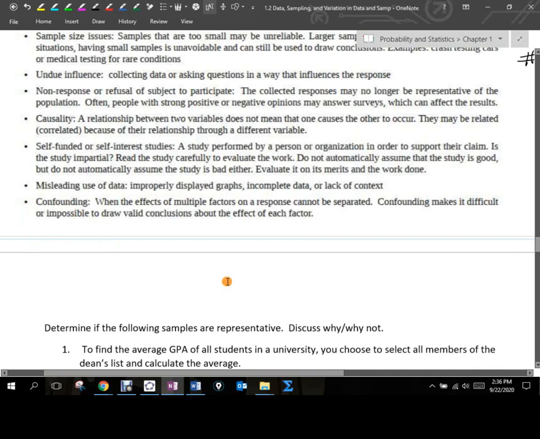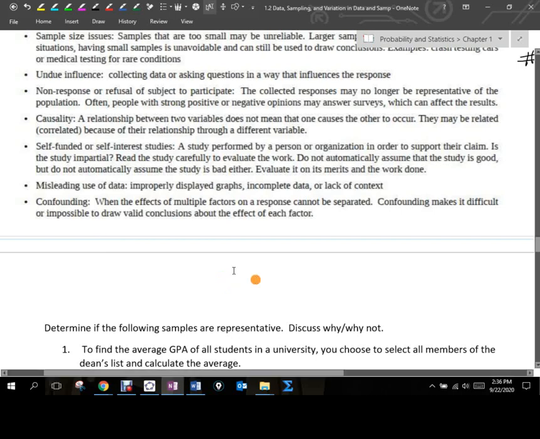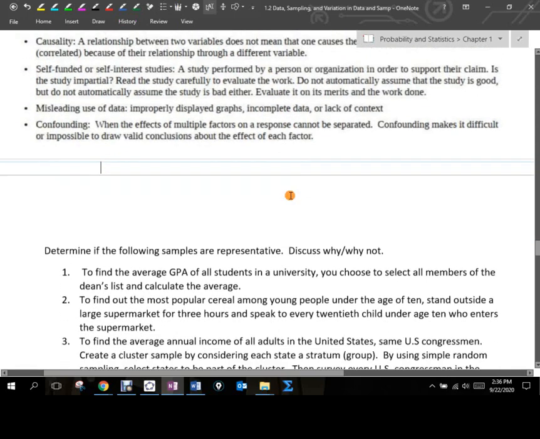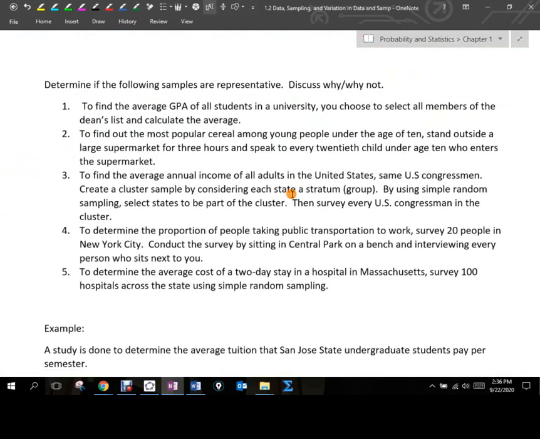And confounding variables, this is something we'll talk about quite a bit. This is when the effects of multiple factors on a response cannot be separated. So you can't determine, let's say we're talking about weight loss, and there are several things that are causing that weight loss, but we can't separate those factors. When you write a study, something that you do at the onset is you describe all your variables, you describe the type of data that you're collecting, and you describe any confounding variables that might exist.